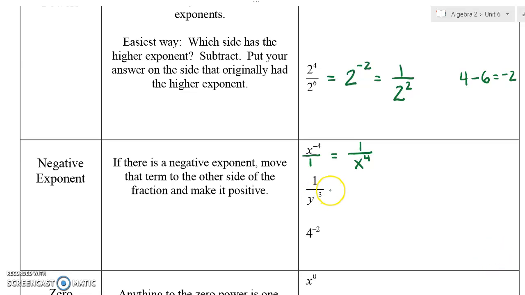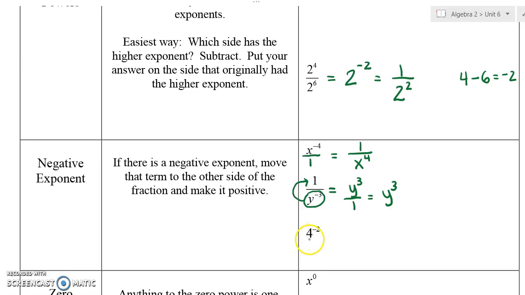Alright, in this case what you'll see is y to the negative 3rd is in the denominator. Since the exponent is negative 3, we are going to take this whole thing, these are attached together, and we're going to move it up, and it's going to become y to the 3rd. Now it is over 1, but it's unnecessary to write it, so y to the 3rd would be our final answer. But notice once again the exponent went from negative to positive 3.